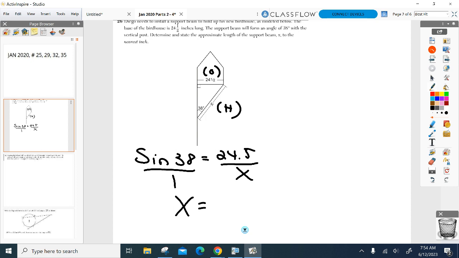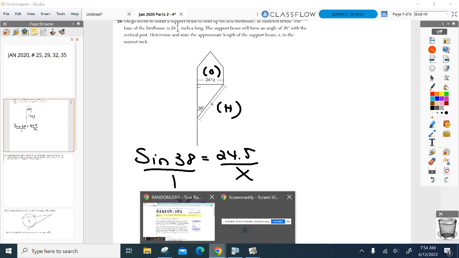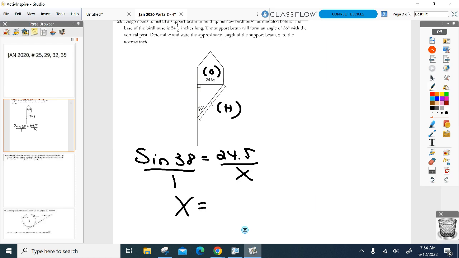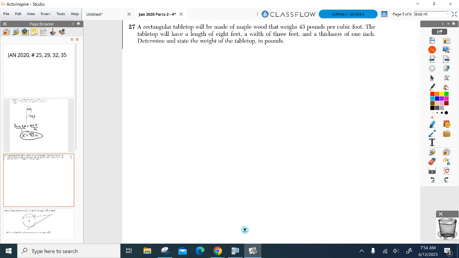And let me know what you get. What are we looking for? Nearest inch now? Nearest inch. Anna, what do we got? Nearest inch. 40 inches. 40 inches. Can I get a confirmation there? We're good? Okay, 40 inches. Questions? All right, let's move. I'm going to 27 next.